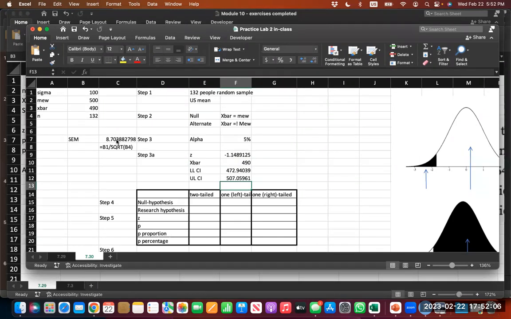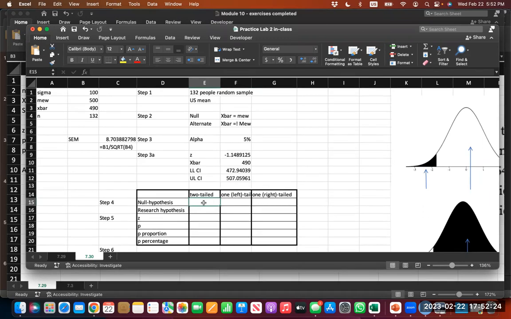What we see already when we look at this is 472 to 507. So 472 to 507 includes our population mean. That means we're basically looking at a non-significant sample, sorry.